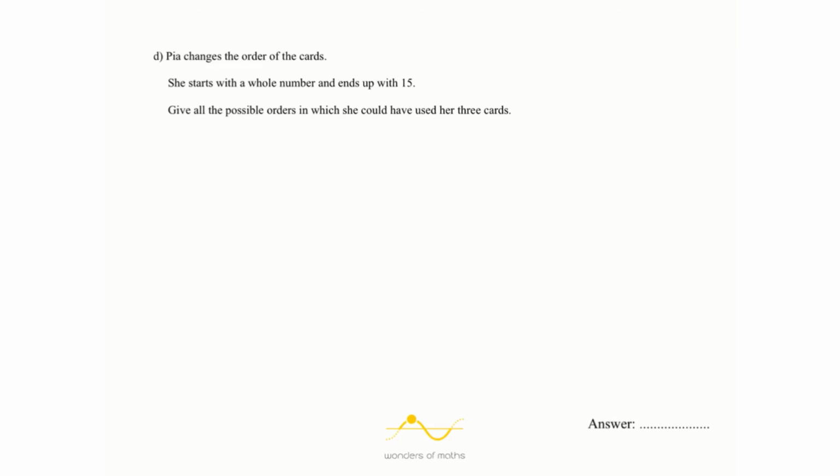And finally, let's move on to part D. Pia changes the order of the cards. She starts with a whole number and ends up with 15. Give all the possible orders in which she could have used her 3 cards.